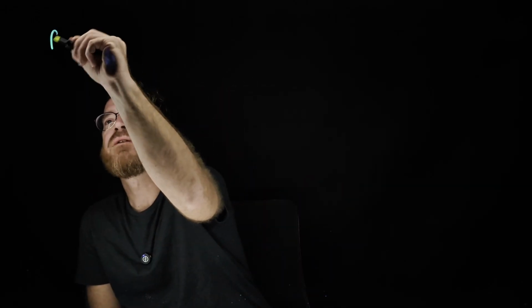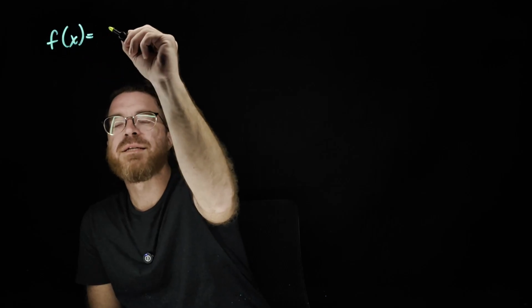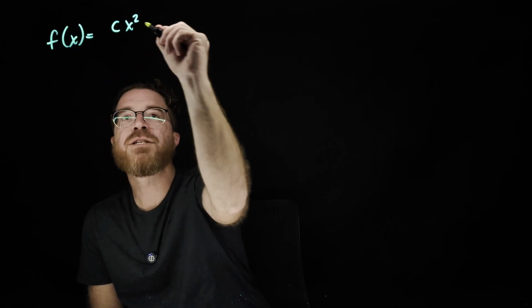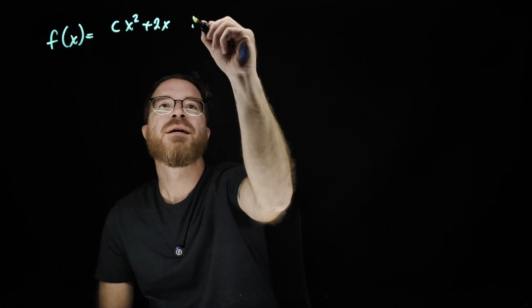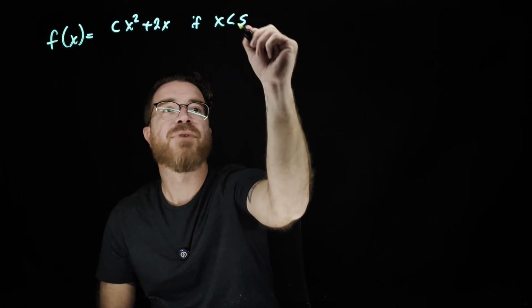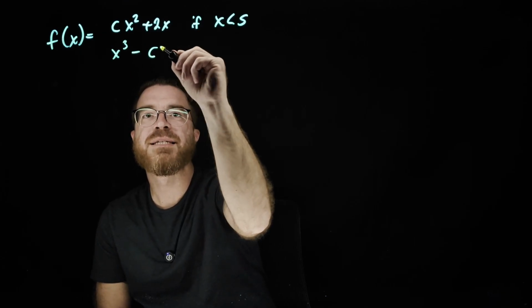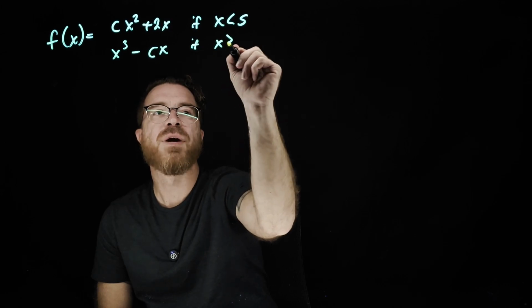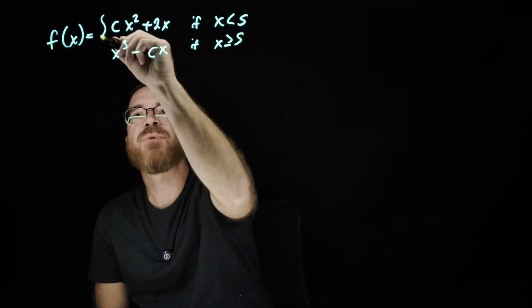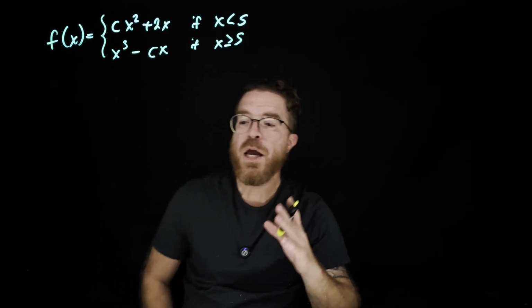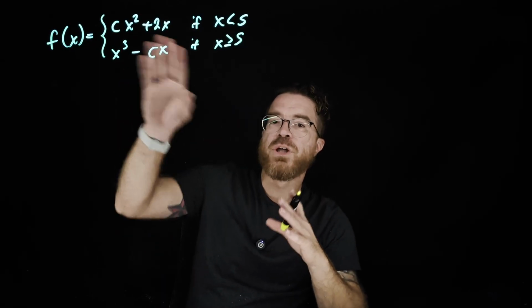For this next example, we're going to have a constant c that we want to determine, where this would cause our function f to be continuous on our number line, negative infinity to infinity. So we have the function f(x) equal to c x squared plus 2x if x is less than 5, and x cubed minus cx if x is greater than or equal to 5. So we have this piecewise function. What we want to do is see what value of c would cause this to be continuous.